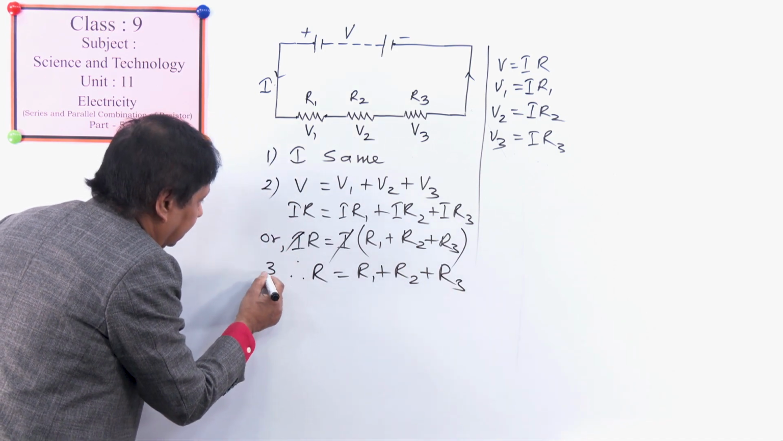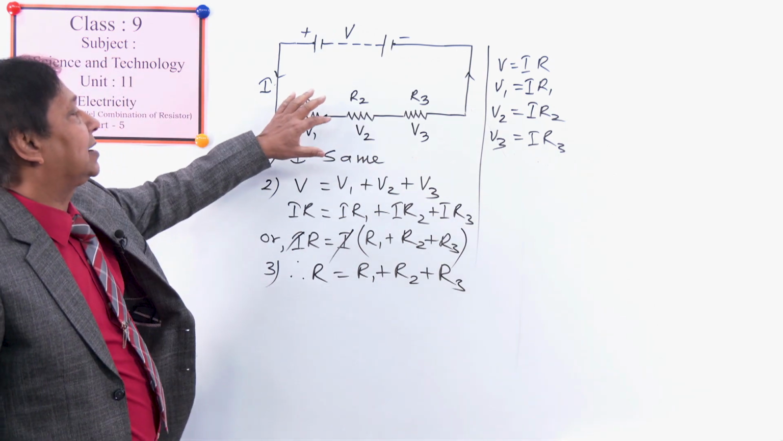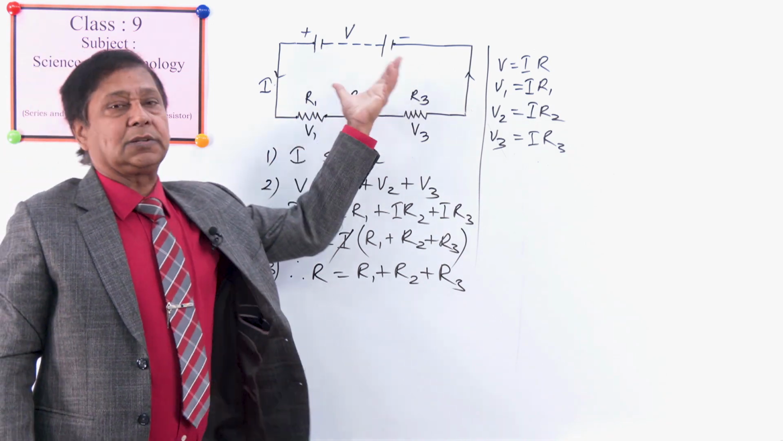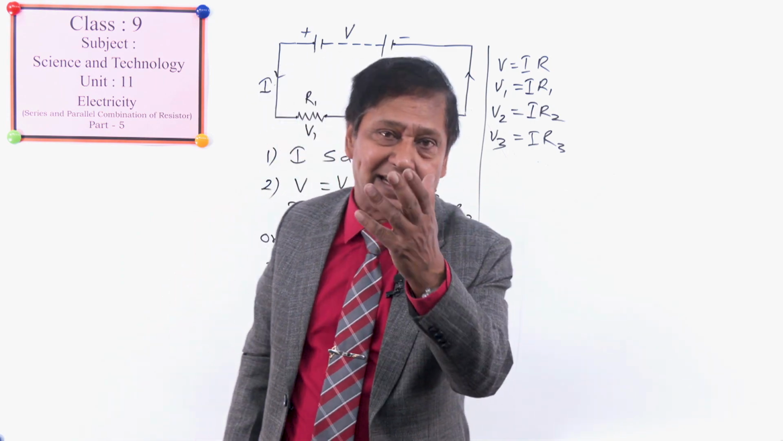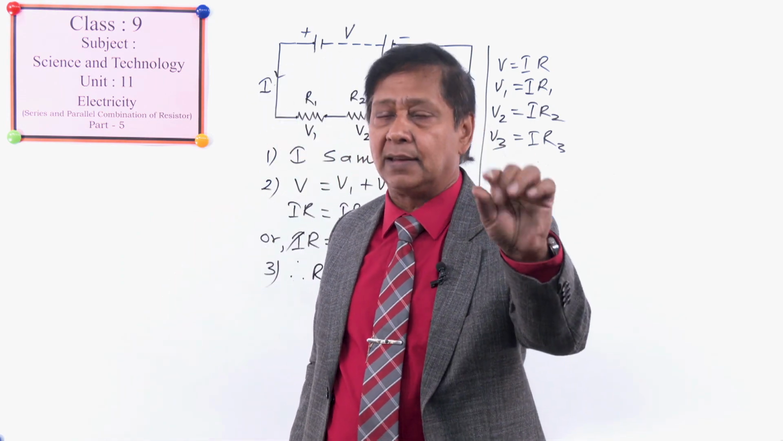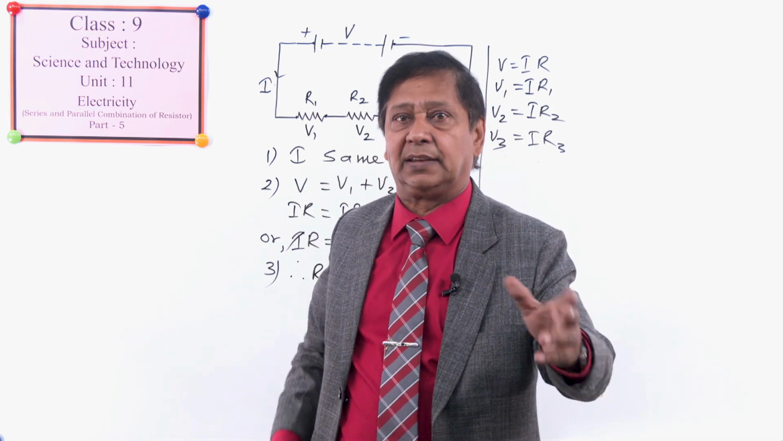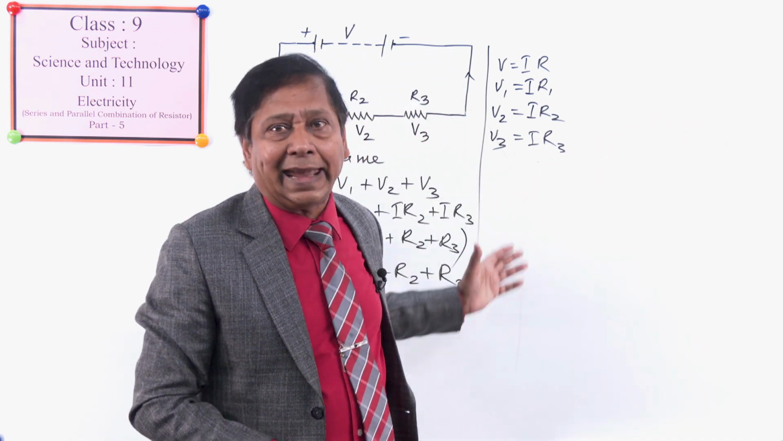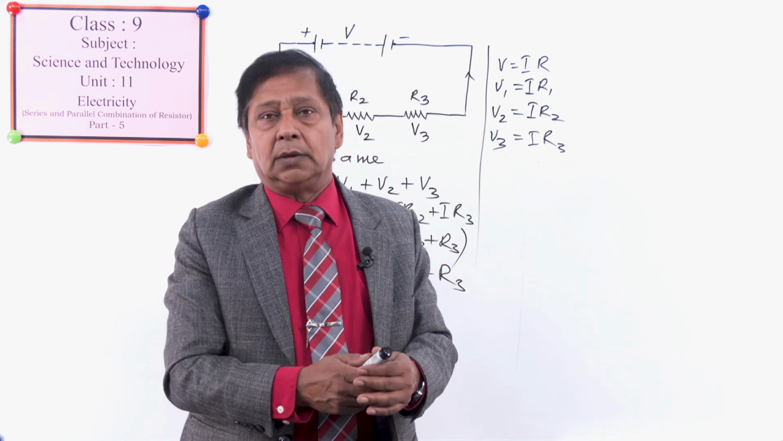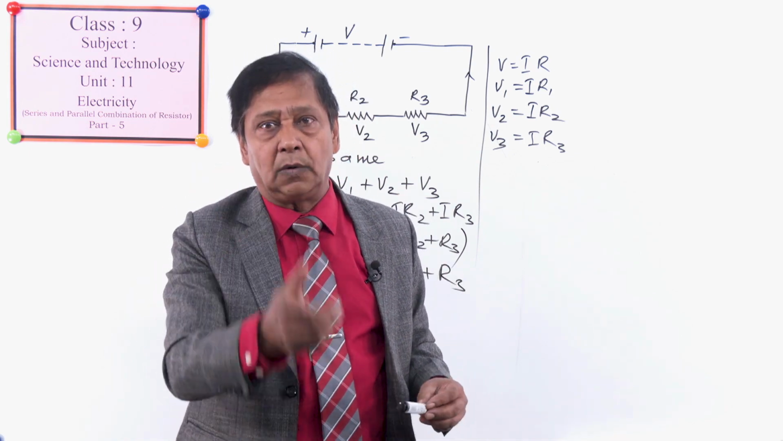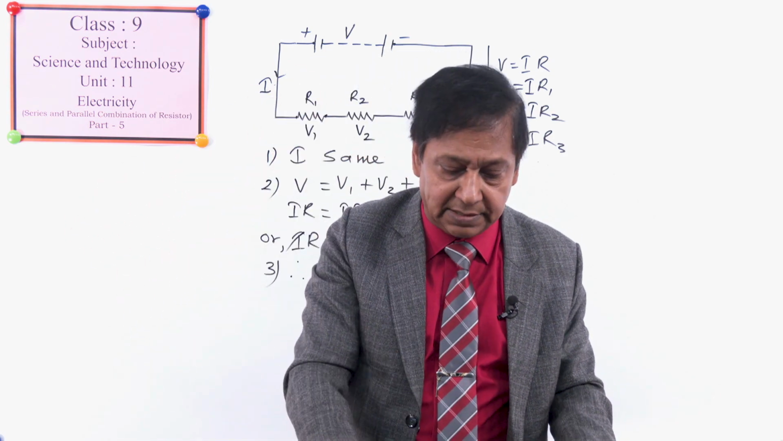This is the third characteristic. What does it mean? It means when resistors are connected in series, then the total resistance of the circuit is equal to the sum of the resistance of each resistor. Total resistance R is equal to the sum of the resistance of each resistor. R is equal to R1 plus R2 plus R3 and so on. These are the characteristics of series combination of resistor. If you are told to write or say the characteristics of series combination of resistor, then you can say these points.